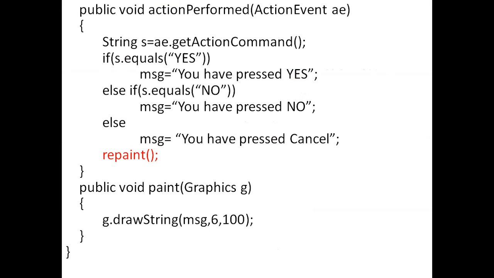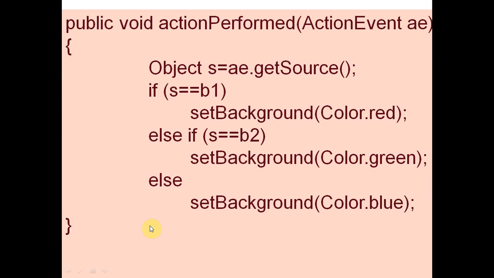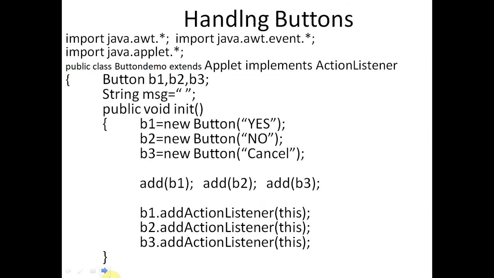We can write any one of these two statements, and then accordingly we'll write the program, and then we'll write the paint function. In the previous program we were not using any paint function, we were changing the background there, so there was no need to write a paint function. So this is the second program.